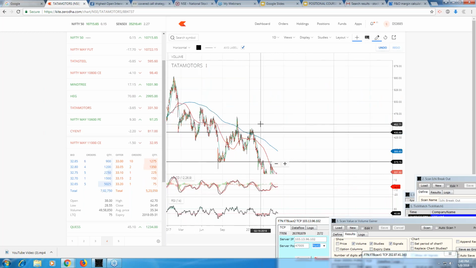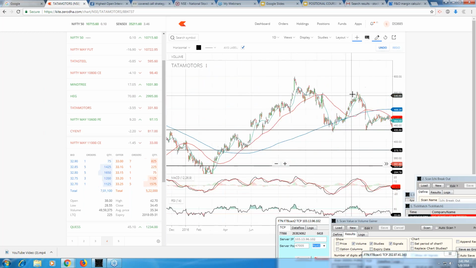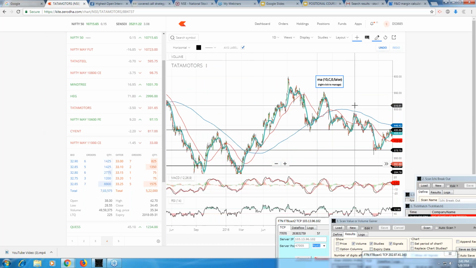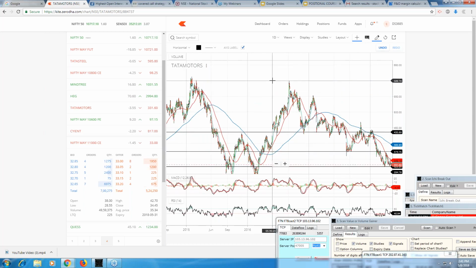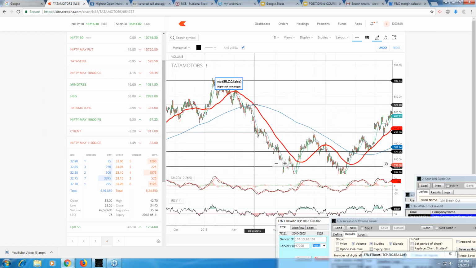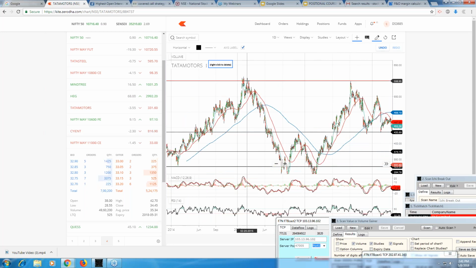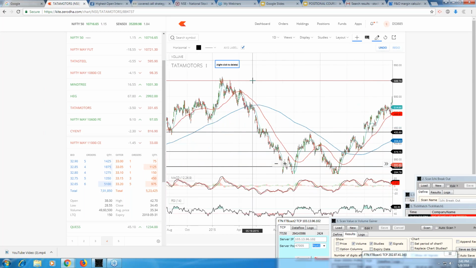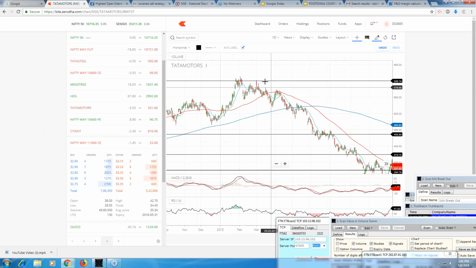Let me just draw a few resistances. So this is a clear resistance. Once, twice, three times. One or two points here and there doesn't make a difference. Remember that. A point here and there doesn't make a difference at all, right? So if the resistance was 598 or 600, and it went up to 611, it doesn't matter much.